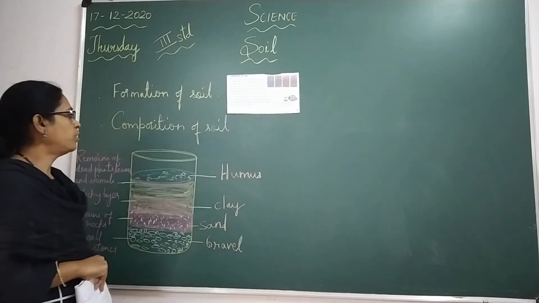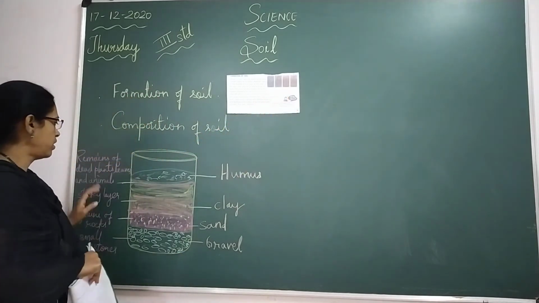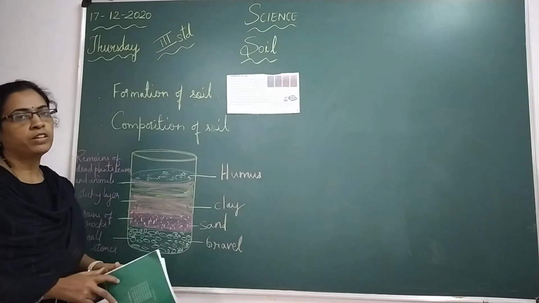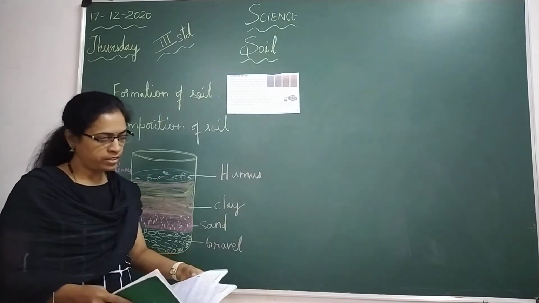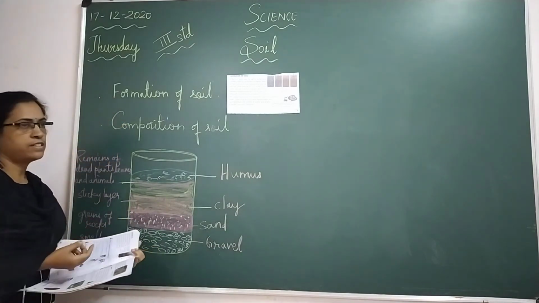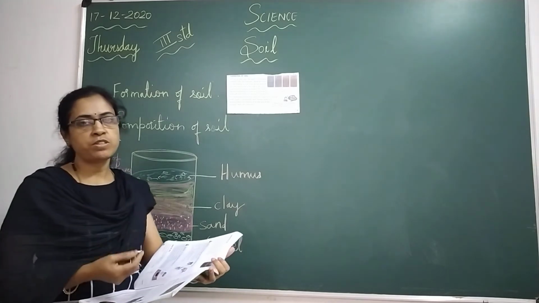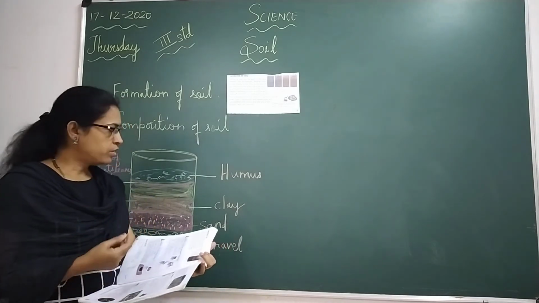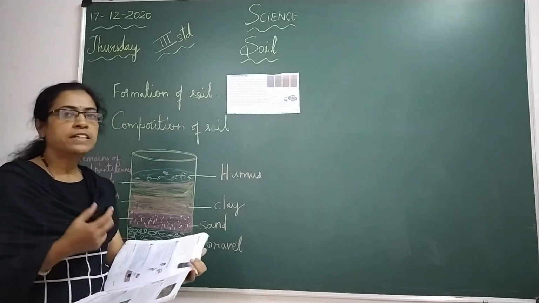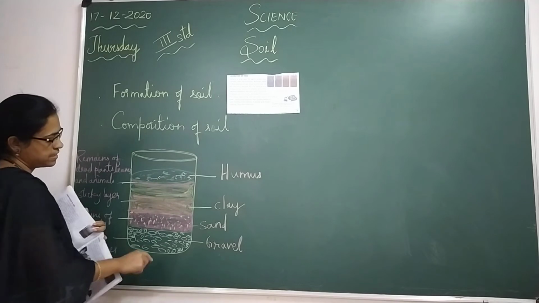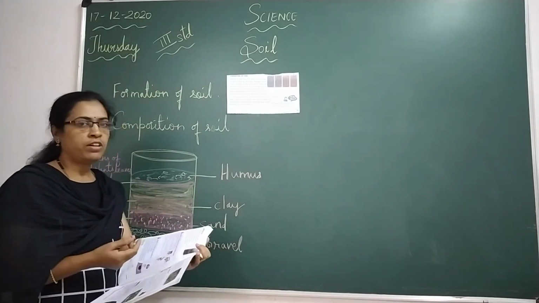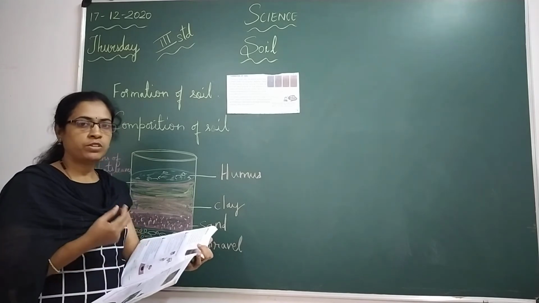So let me move on to the composition of soil. What you have to do, children, is collect some soil from the garden. Soil is a mixture of a variety of things. To check this, collect some soil from the garden, put it in a glass jar like this, pour some water in it, and then leave it for a few minutes without disturbing it.